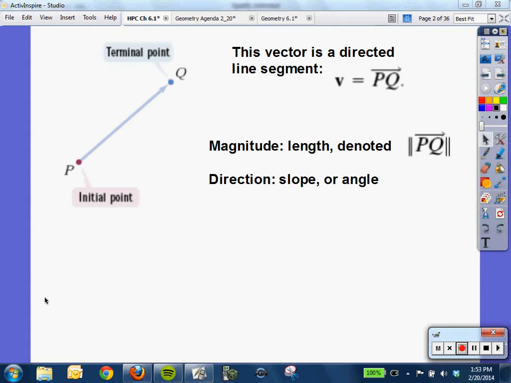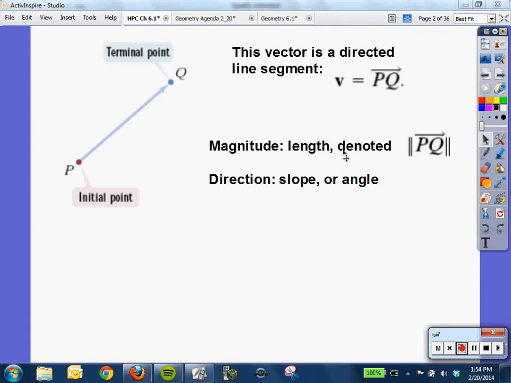So a vector is a directed line segment. And a vector has an initial point and a terminal point. And the way that we denote a vector is with a letter. Sometimes we write the initial point and then the terminal point with a line over it.